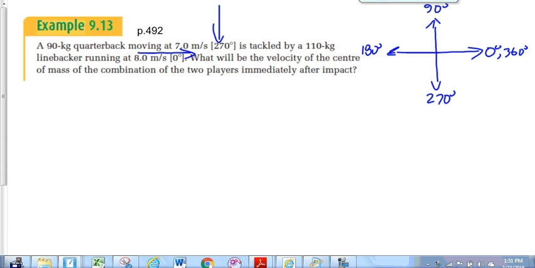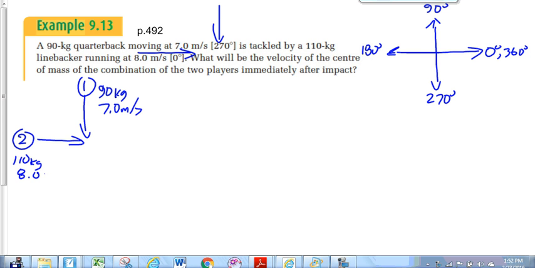When you encounter one of these two-dimensional collision problems, and once you recognize that it is a collision, it is conservation of momentum, and it is an XY problem, then my suggestion for writing down your givens is to draw a picture. I got a 90 kilogram quarterback going this way. We'll call him object number 1, and we'll make his velocity 7 meters per second. We've got another object going at 0 degrees. We'll call him object number 2. His mass is 110 kilograms, and his velocity is 8 meters per second.